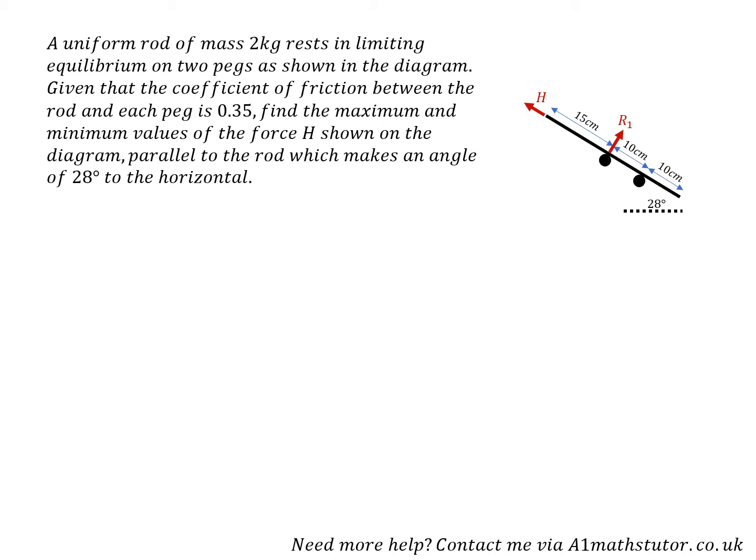we have the normal reaction from the top peg, which I'm calling R1, and the normal reaction from the bottom peg, which I'm calling R2. We have the mass of the rod itself.